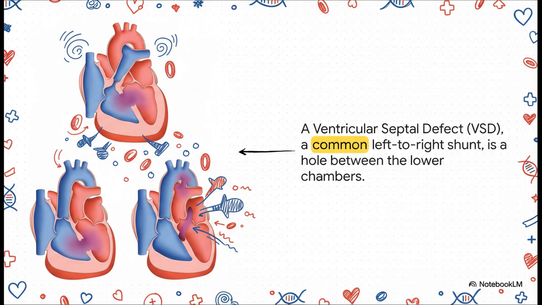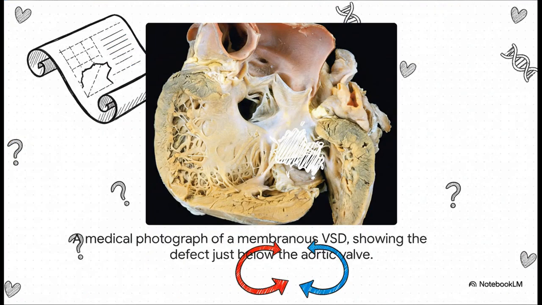You can easily imagine how that high-pressure blood on the left side would just squirt right through that hole to the right side. Okay, so that was the diagram. Now look at this. This is a medical photo of a real heart with a VSD. That little opening right there, that's it. That's the actual flaw in the blueprint we've been talking about, creating that detour for the blood.